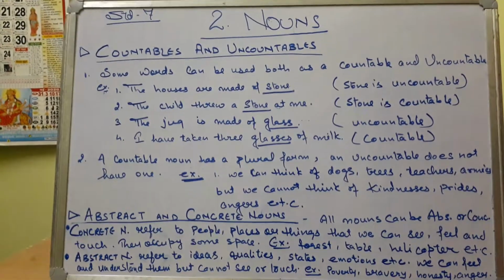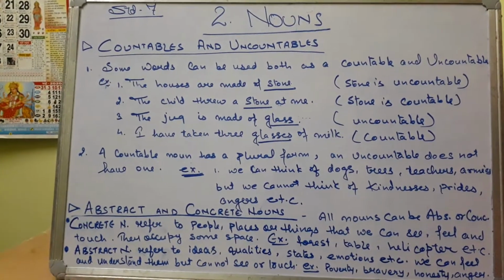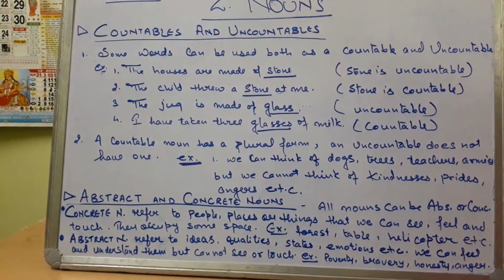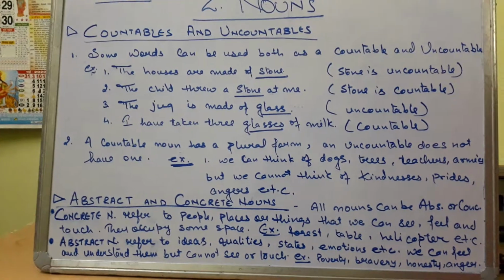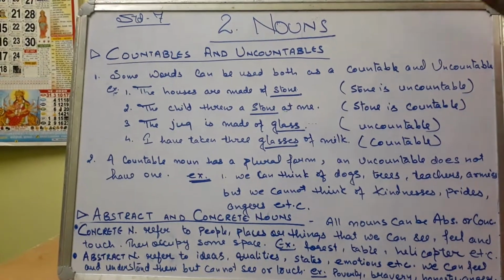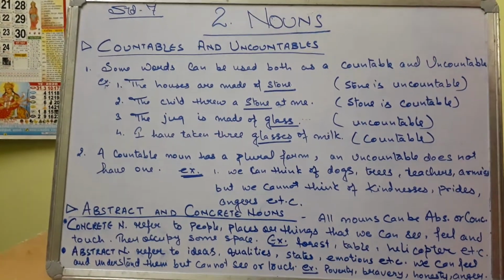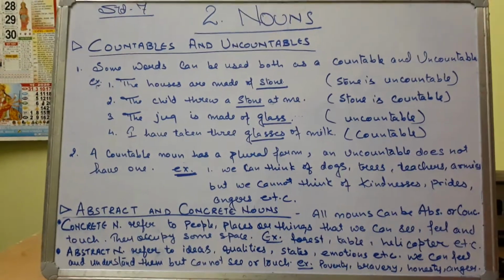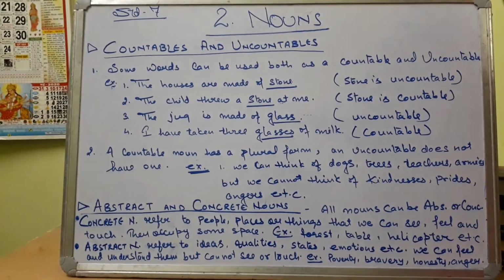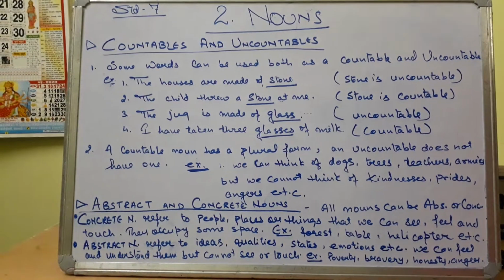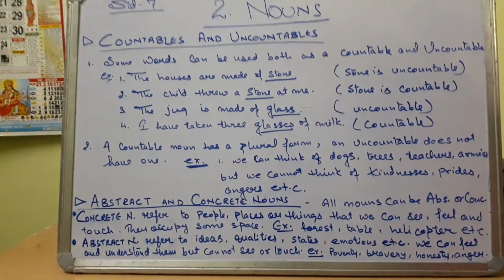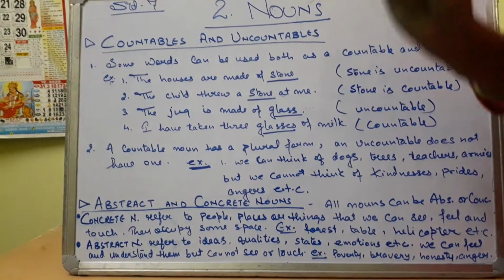Children, in my last video, I taught you nouns. What we did in this chapter was the definition of a noun, and the different kinds of nouns: proper noun, common noun, collective noun, and abstract noun. Then we also did a little bit of countables and uncountables. I already told you that proper nouns are uncountable, or uncount nouns, because they cannot be counted, because they are only one of their kind, right?